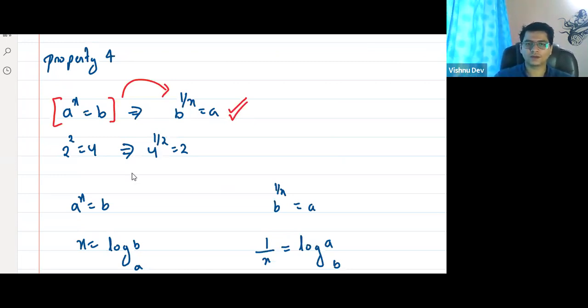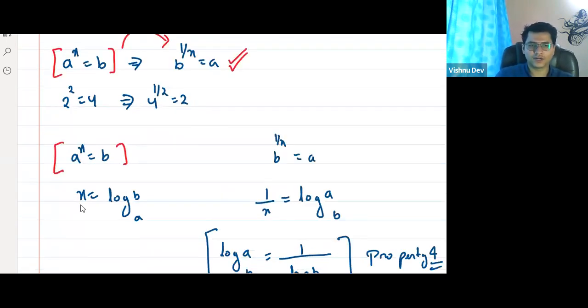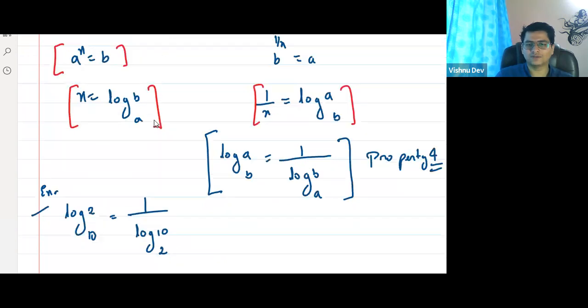Then what I did, I just took log for both. If I'm taking log for a power x, so x is equal to log b base a. And here, if I'm taking log, the power is 1 by x, so 1 by x is equal to log a base b. Now, since x is equal to this, I just put the value of x over here, which is log b base a. So this is called the base change formula. See, base is changed. Clear?